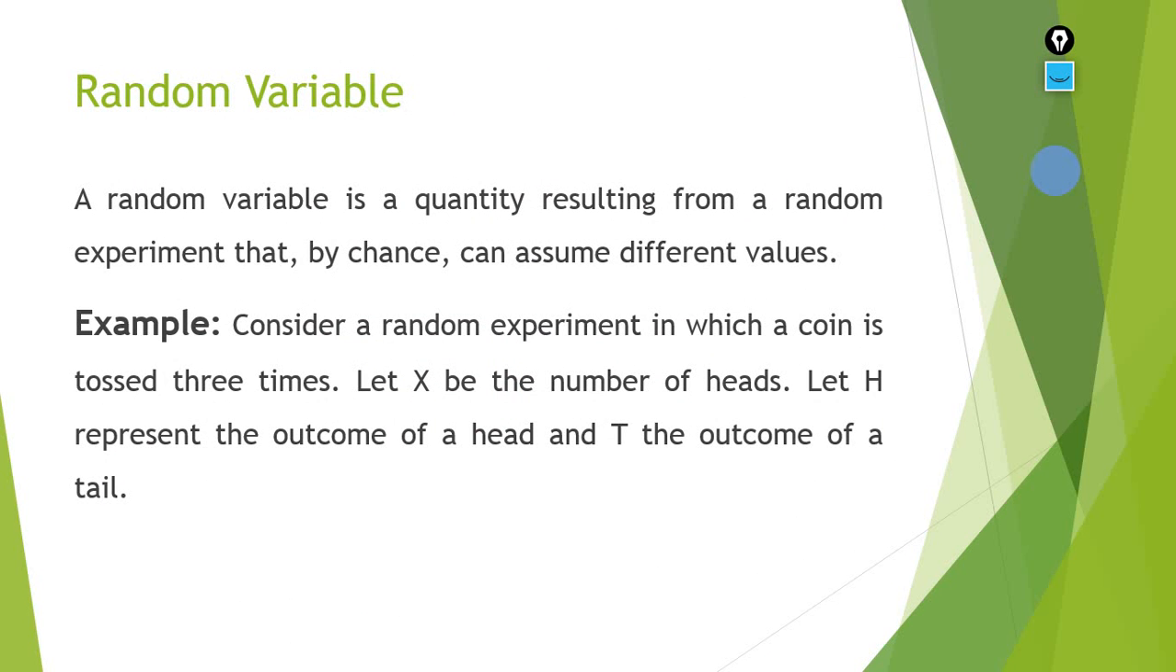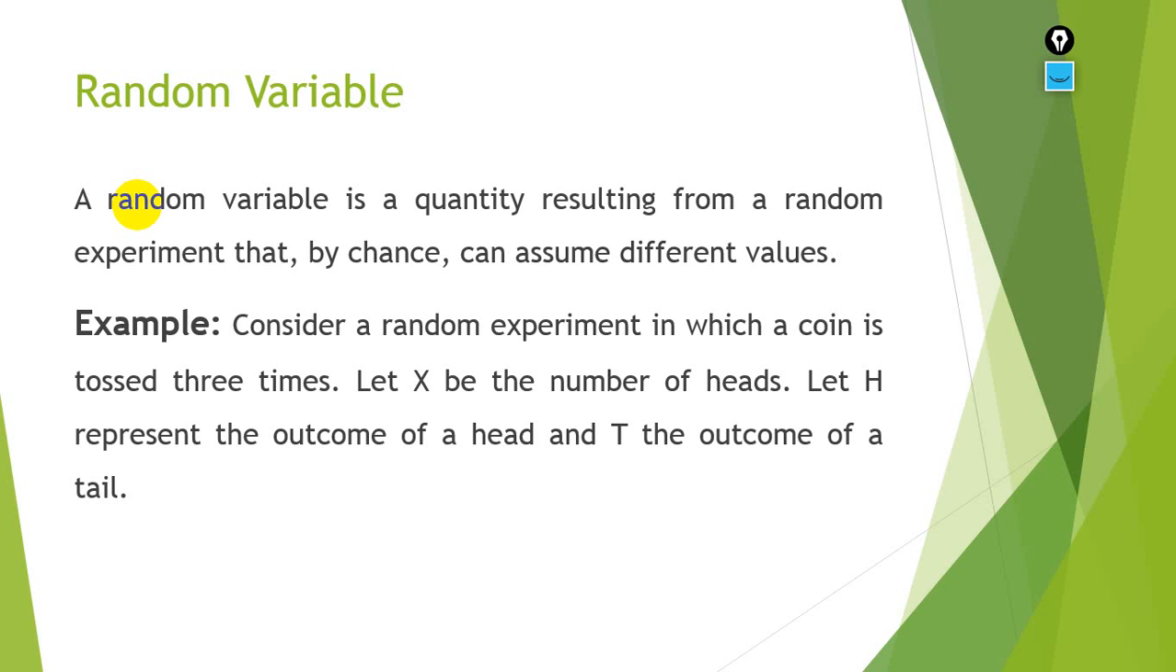This is chapter number 7, on page number 227. Random variables. So what is a random variable? A random variable is a quantity resulting from a random experiment that by chance can assume different values.